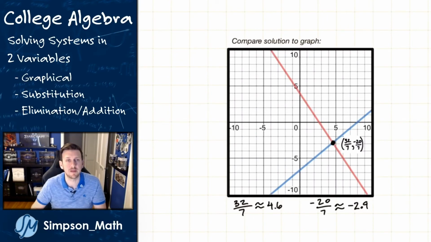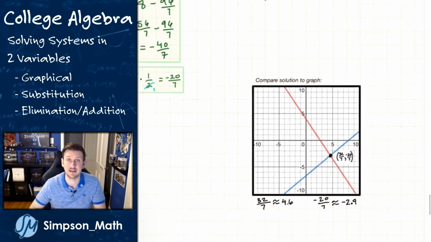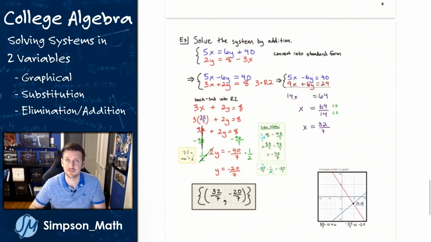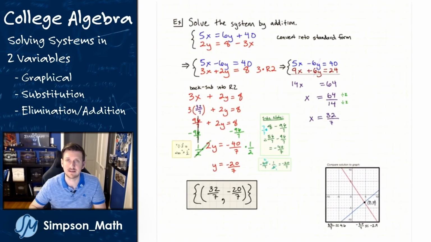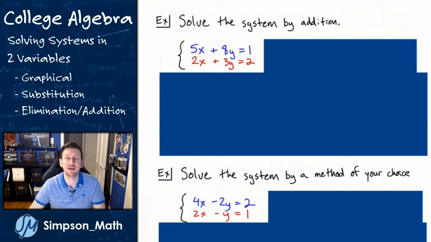Notice with this one, if I said solve this by graphing, and you were to graph these two lines, you wouldn't be able to very easily know that that was 32 sevenths and negative 20 sevenths, right? So that approximation would be a little bit tricky, but solving by elimination allowed us to get the exact solution. All right, so that's that one. Yes, fractions, they exist.